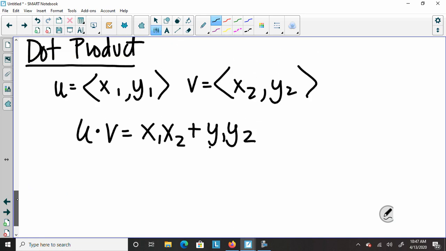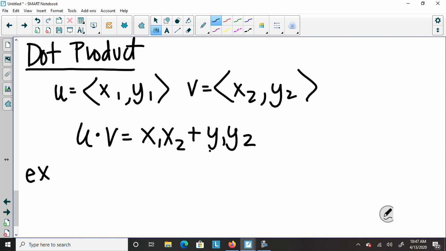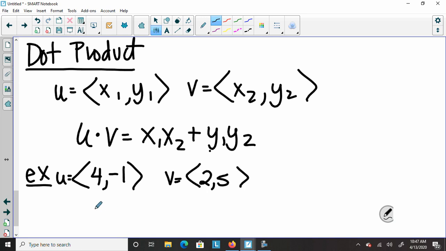I'll write that in a second, but we'll do an example real quick. Say I have 4, -1, and make that u, and v is 2, 5. I want to dot u and v. 2 times 4 is 8, plus -1 times 5 is -5. 8 plus -5 is 3. So the dot product of u and v is 3.